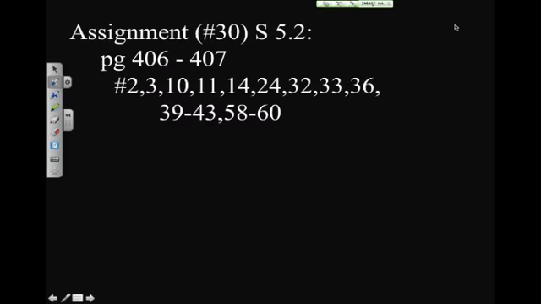Problems that you should take a look at here on section 5.2 are listed there. You'll have time to work on that in class tomorrow, but go ahead and try to get started on some of those tonight so that you can ask some questions tomorrow in class.